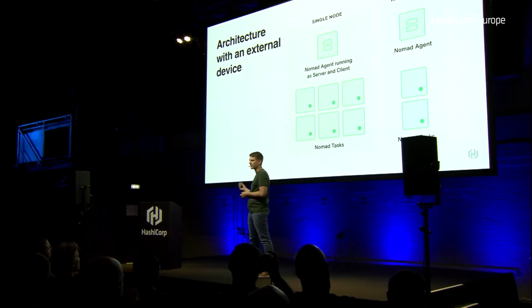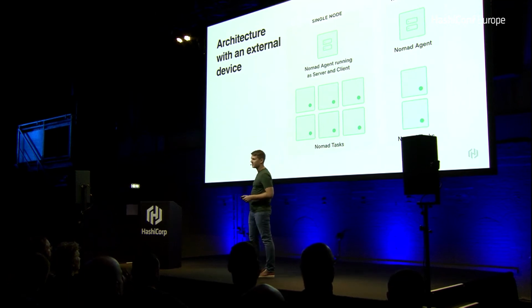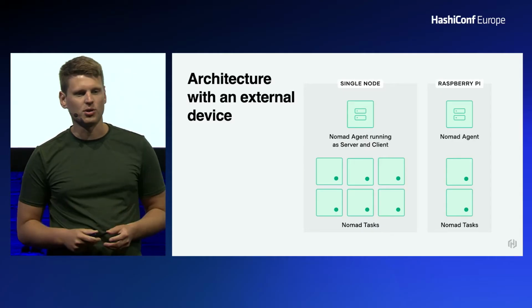So we have this device that we need to run some workload on. So we add that to our architecture, right? And that's going to be sitting in our kitchen. And so we run a Nomad agent on that. And that's just running Nomad in client mode. And then it runs a couple of Nomad tasks.